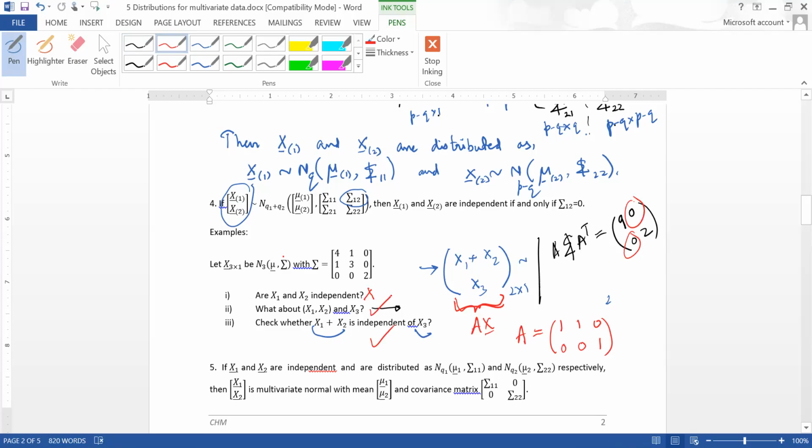But remember, for the first two you can directly answer by looking at the given covariance matrix. But for the third one, you have to find the covariance between the two first, right? After that, you can answer the question.